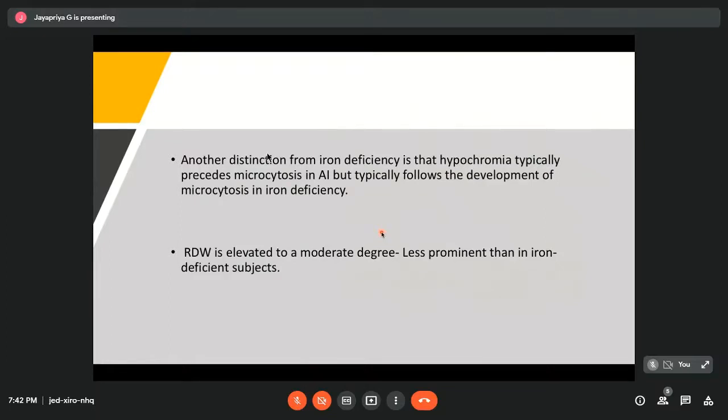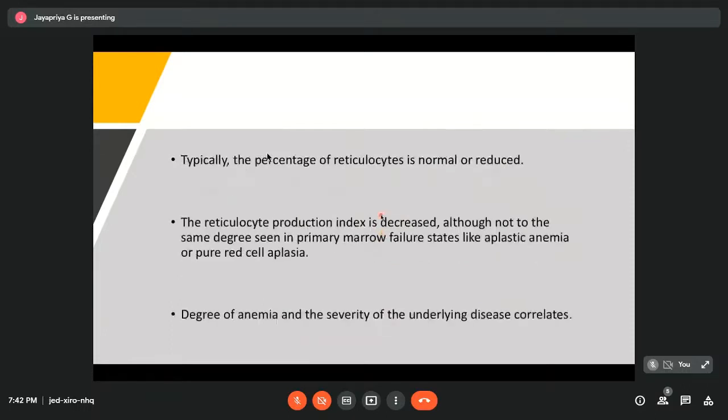Coming to RDW, it will also be elevated to a mild to moderate degree, and even that is less prominent than in iron deficient subjects. And as it is a hypoproliferative anemia, the reticulocyte percentage and the reticulocyte production index will all be reduced, but not to the same degree as you see in bone marrow failure, such as late stage aplastic anemia. But even then, because it's a hypoproliferative anemia, the RPI will be reduced. And the degree of anemia usually correlates with the severity of the underlying disease.